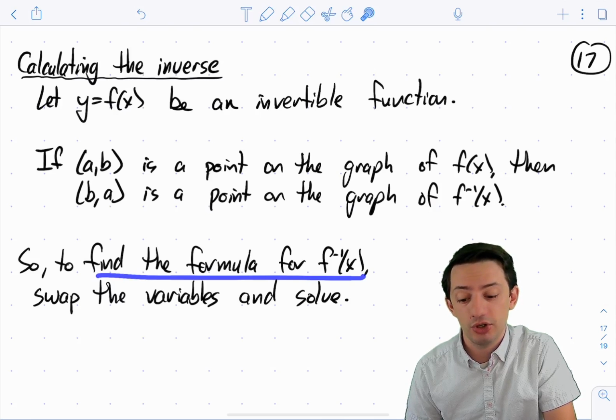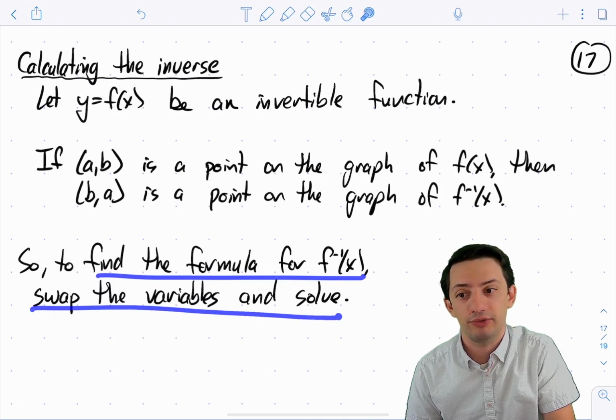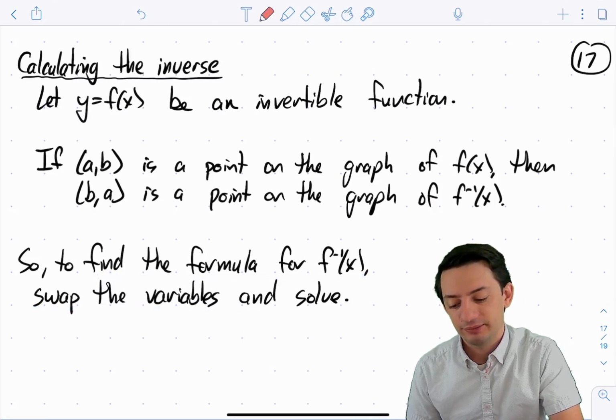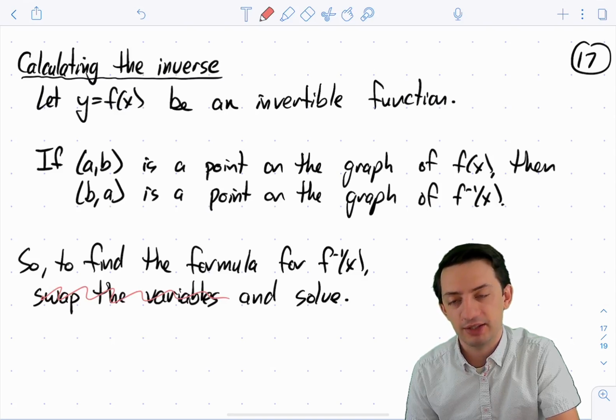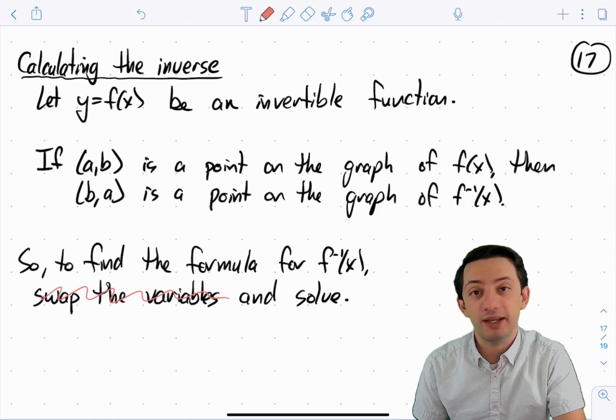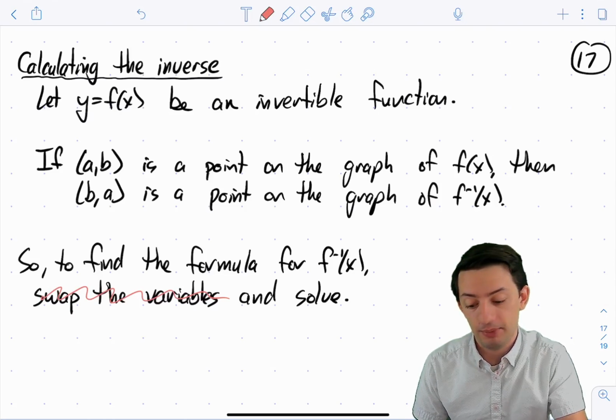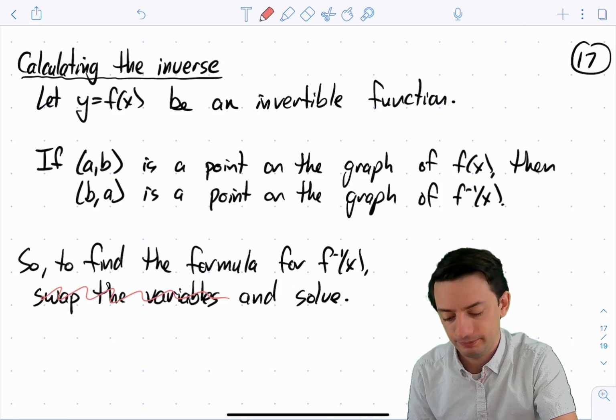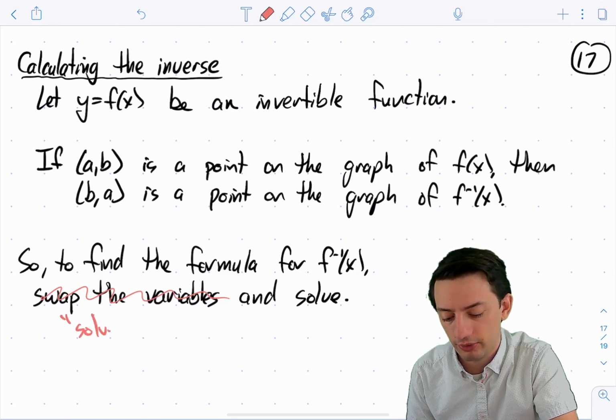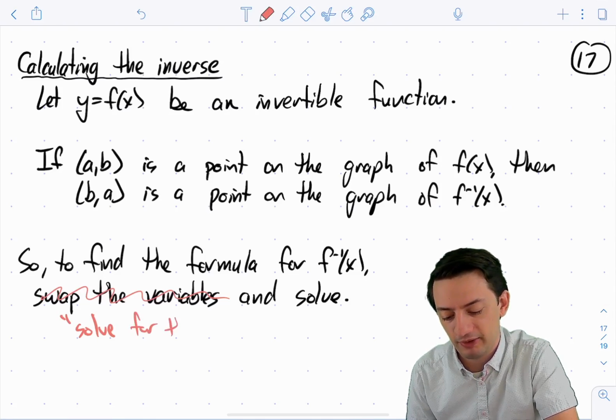And really, I shouldn't say swap the variables. That's a little bit confusing. What I should really say is solve for the independent variable. So let me put that. That's a better way to put it. Solve for the independent variable.